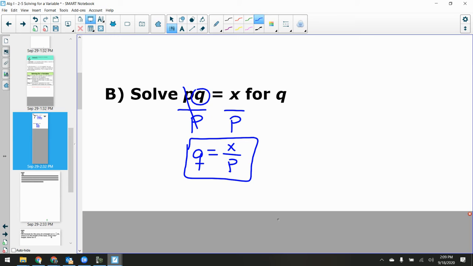All we're doing is manipulating the equation. We're changing what the equation looks like. We're not actually getting q equals 5, q equals 3. No, we're not getting a number. We're just manipulating what it looks like.